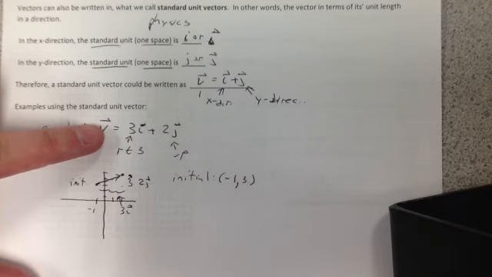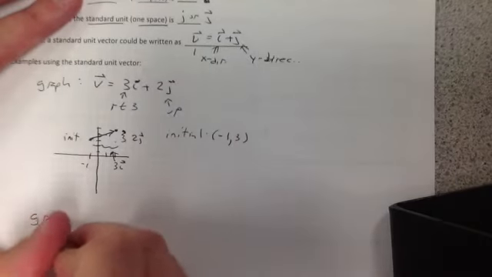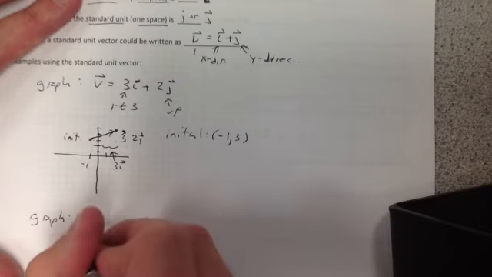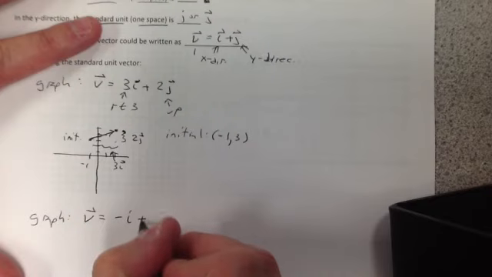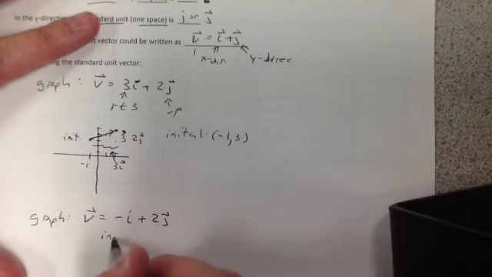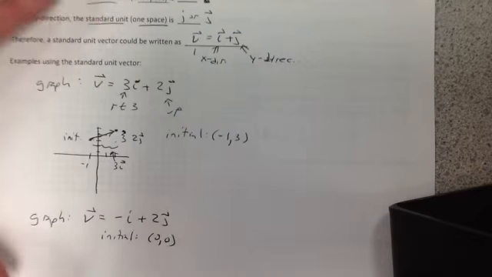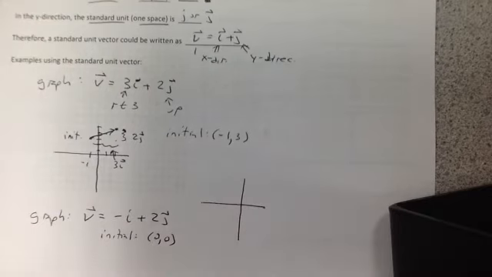There's my vector. So why don't you go ahead and try one real quickly. Graph the following: v hat equals, let's say, -i plus 2j. And let the initial point be at 0, 0. Go ahead and graph that one right here, and then go into part 2.